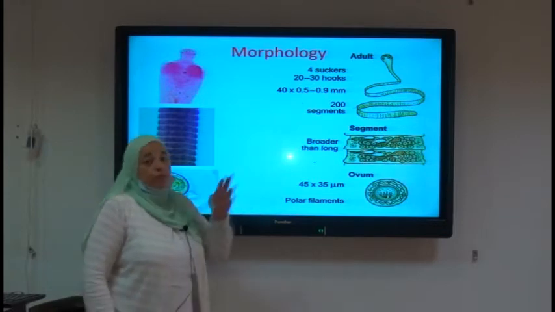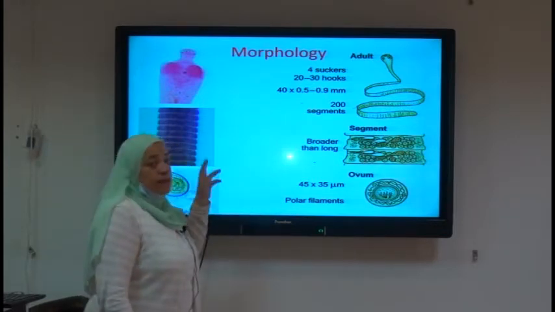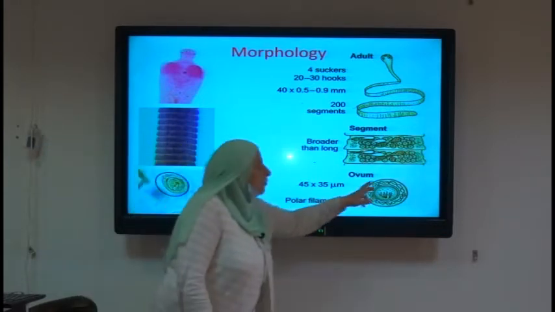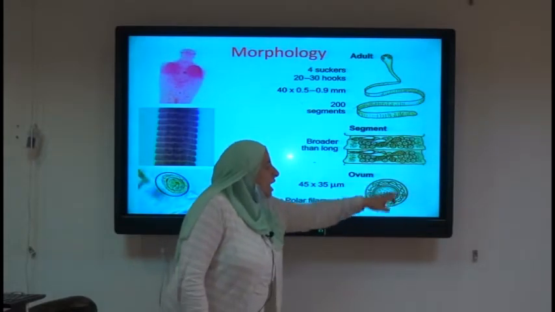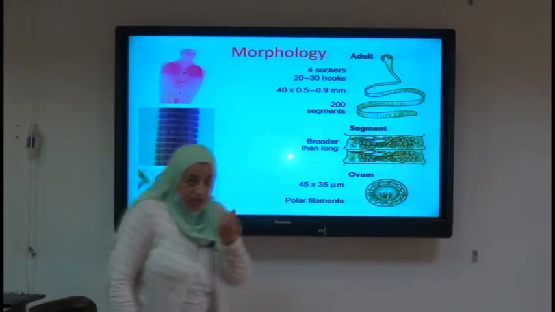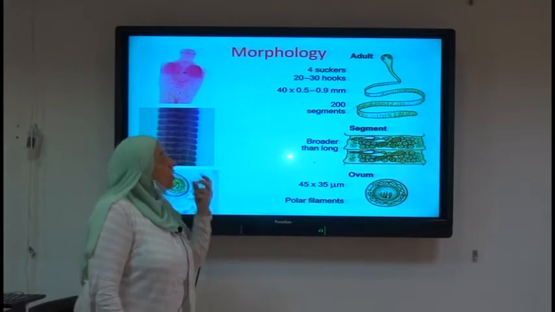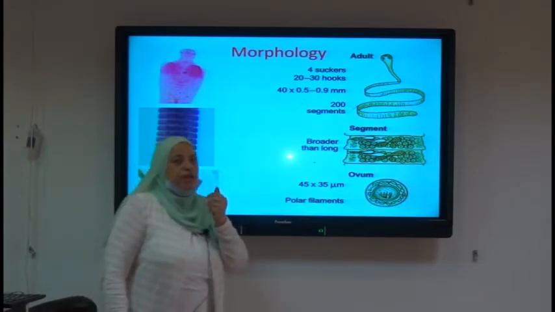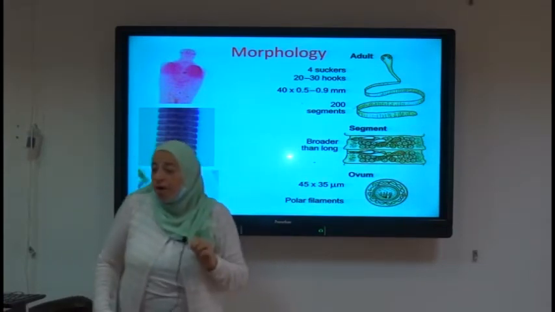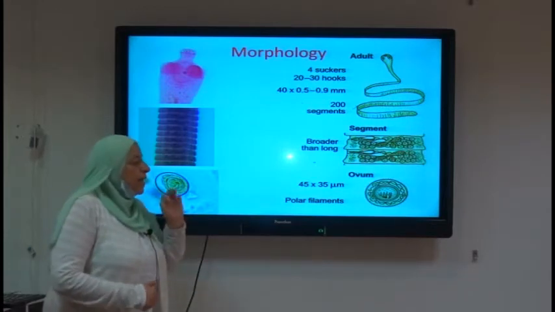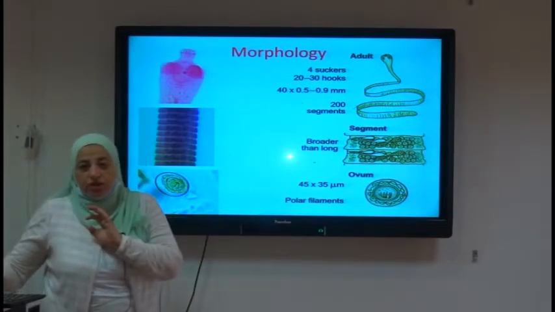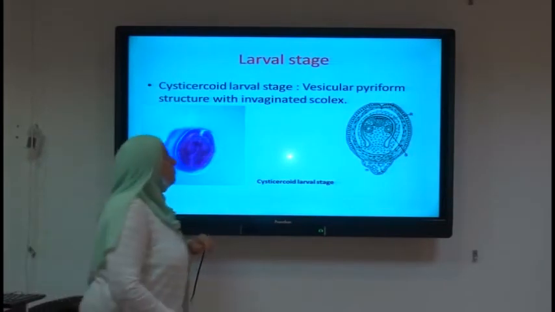And the name Hymenolepis nana came from the character of the outer shell. It is a thin transparent shell, and so hymen means a thin transparent shell. Nana comes from the adult worm, as it is the smallest cestode that can infect man.